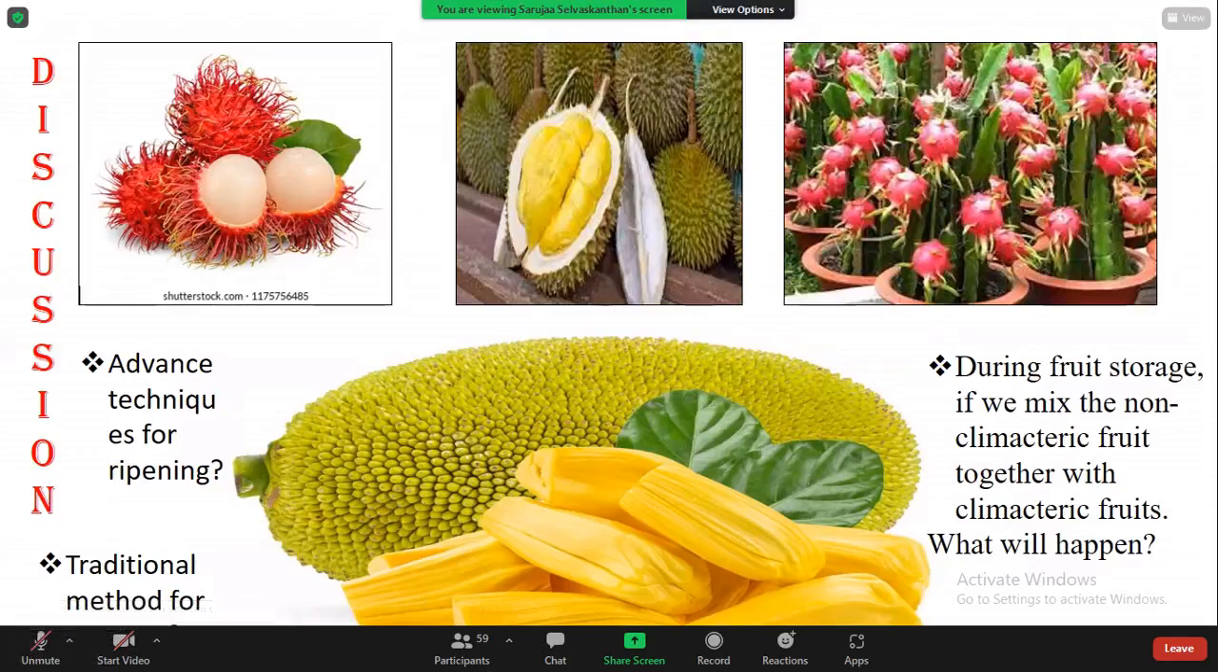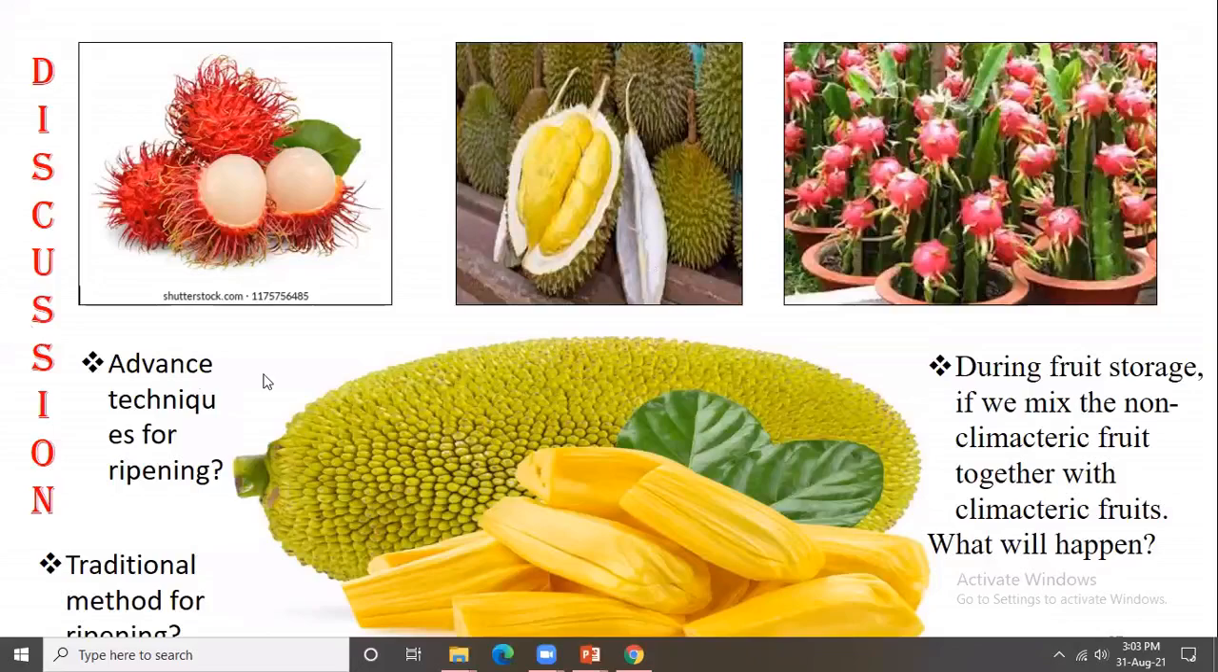In your discussion part, you need to write which fruits you identified as climatic and non-climatic. Write that rambutan is non-climatic, and you can search and write other climatic and non-climatic fruits available in Sri Lanka.